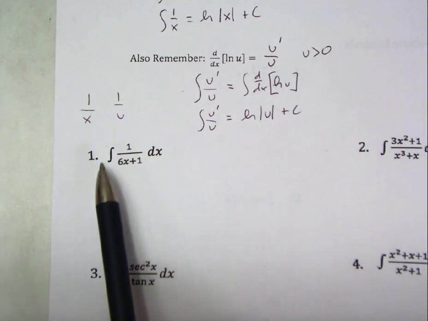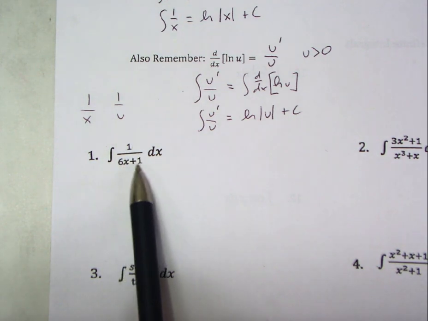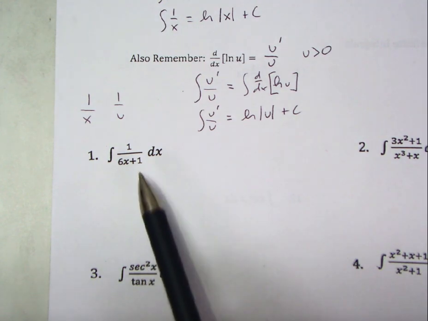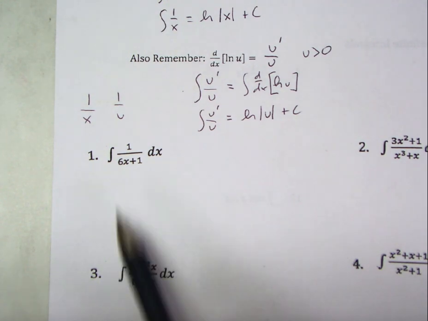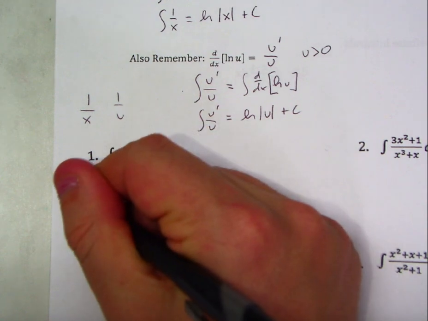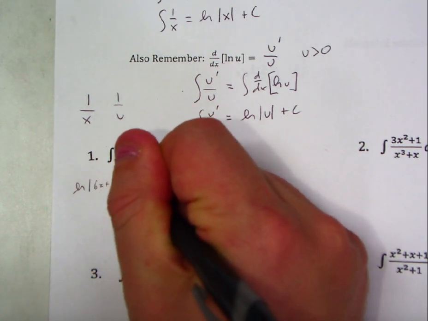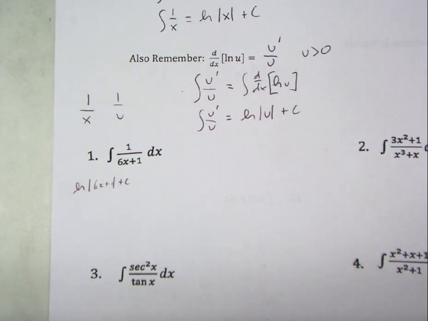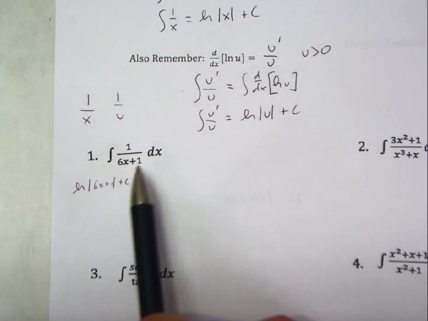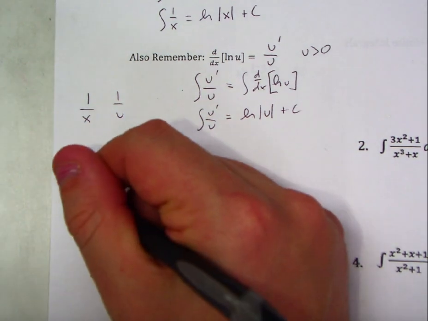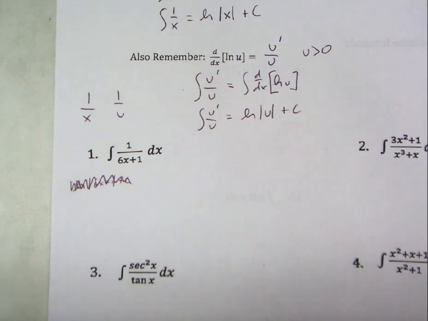So if I want to integrate 1 over 6x plus 1 with respect to x, the most common wrong thing students do, so don't write this, but a lot of students will look at this and say, oh, natural log, absolute value of 6x plus 1 plus c. And then you're immediately wrong. So it's not always just going to be natural log of this denominator. We do have to go through our u substitution to make sure we get to the right answer, okay?